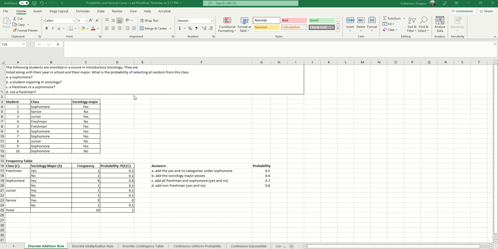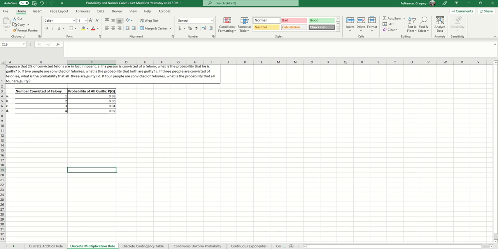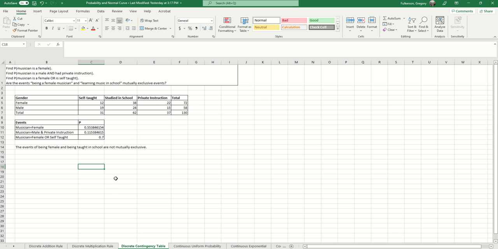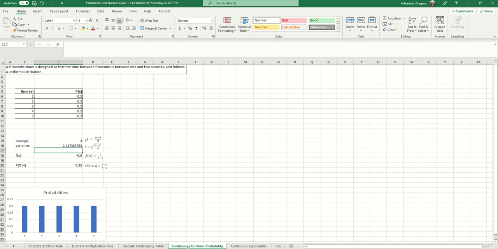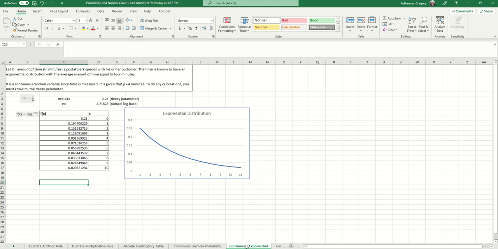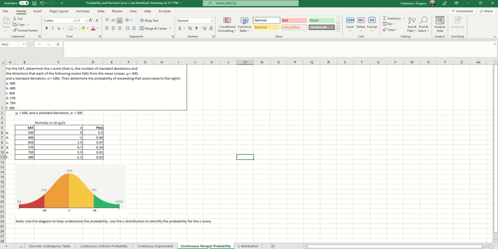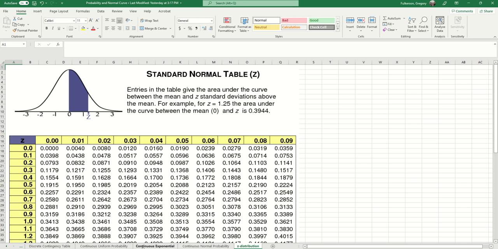Hi, in this tutorial we're looking at examples of probability and using the normal curve in Excel. Down here you can see we've got an example of a discrete probability problem using the addition rule, discrete using the multiplication rule, discrete contingency table problem, and then we move on to continuous probability looking at the uniform distribution, the exponential distribution, and finally the normal distribution. And we include the z-distribution here for reference. So let's start at the beginning here.